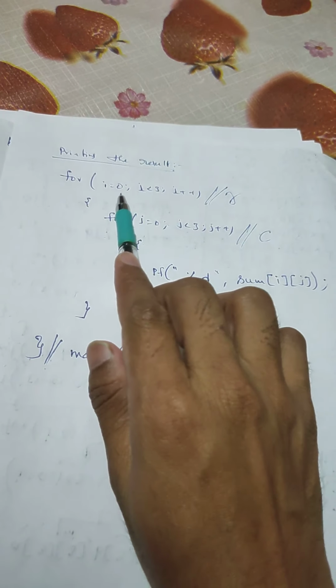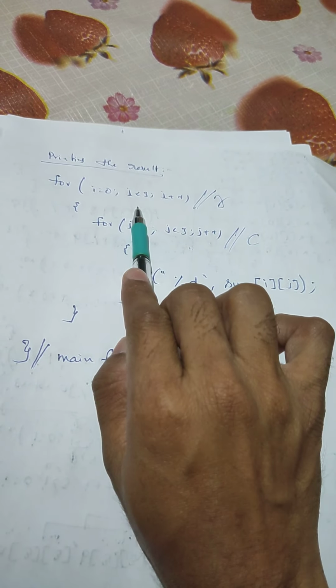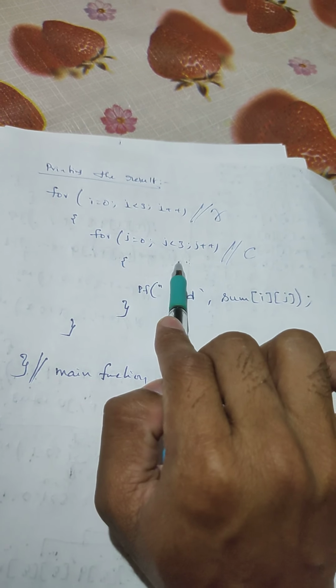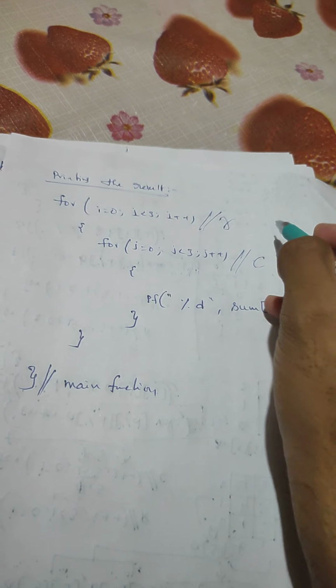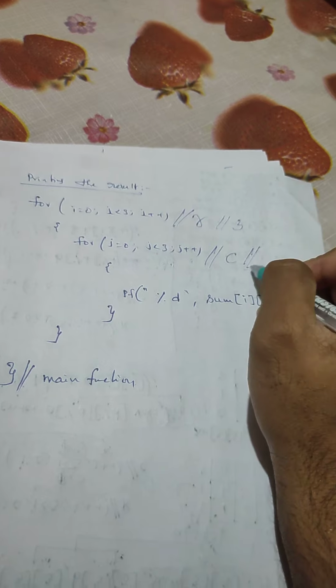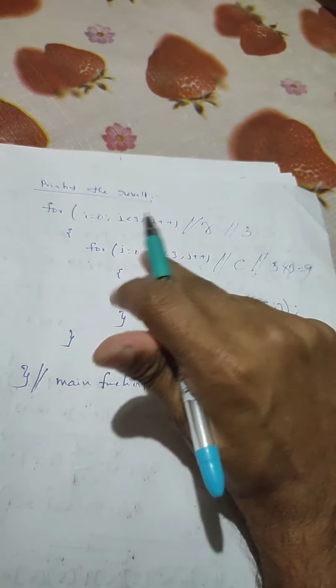For I equals 0, totally how many rows are there? 3 rows and 3 columns. I is less than 3, I plus plus. And after that for j equals 0, j is less than 3 and j plus plus. So this loop is executed 3 times and every time this loop is executed 3 times. So that means 3 into 3, totally 9 times this loop is executed.